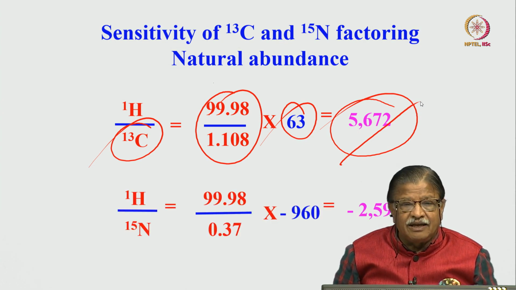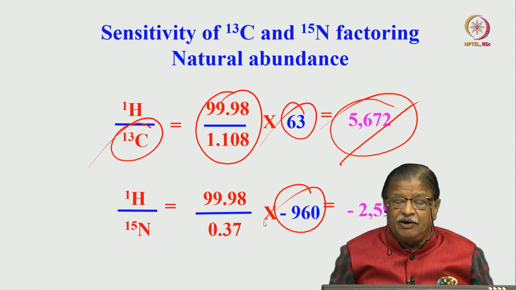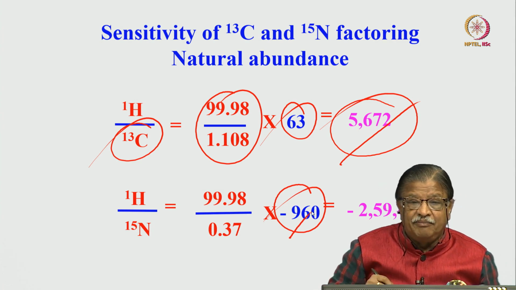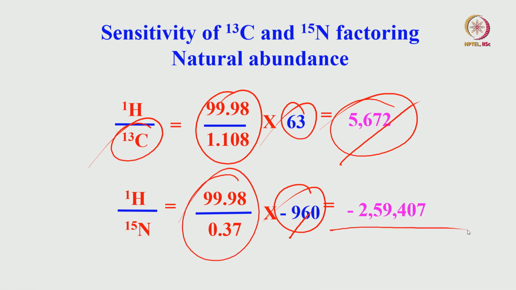Go to nitrogen, it is 1000 times smaller. This sensitivity is already smaller because of gamma, and now abundance is even smaller. It turns out to be nearly 2,60,000 times less sensitive. Nitrogen 15 is even more difficult to see because of its very low natural abundance. See the point: not only gamma, the natural abundance contributes a lot. So it is very difficult to detect these nuclei because of their natural abundance.